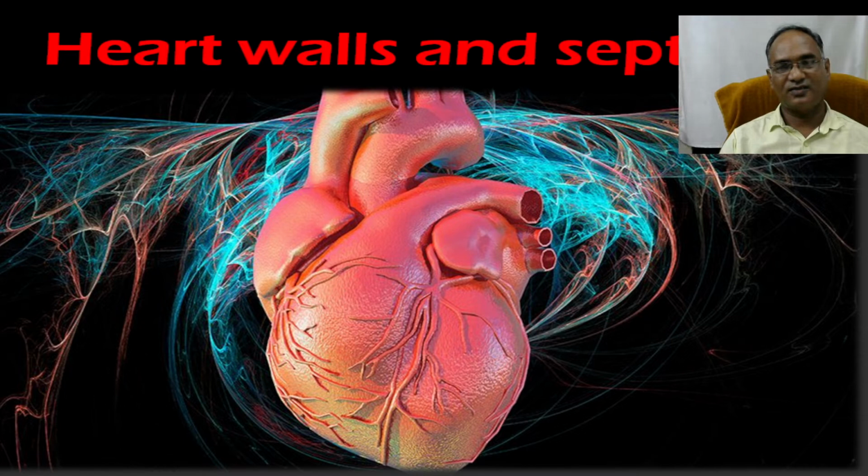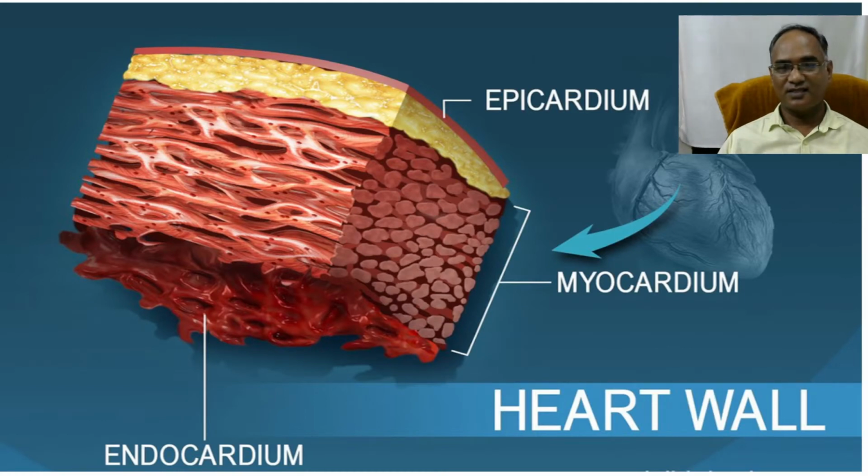Within the heart, there are four chambers. Each chamber is divided by a thick layer that is called a septum. These are the only two things we are going to discuss in this presentation. So let us start discussing heart walls, heart coverings: epicardium, myocardium, and endocardium.